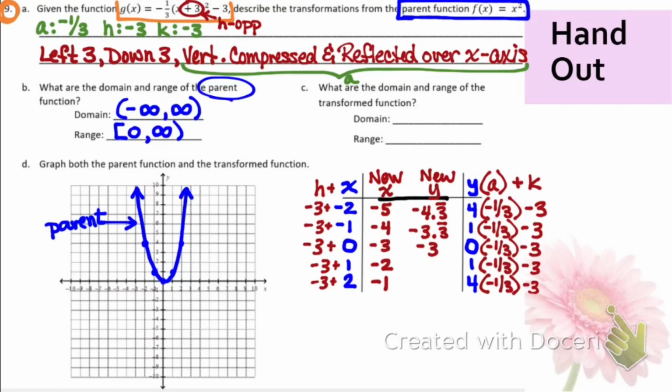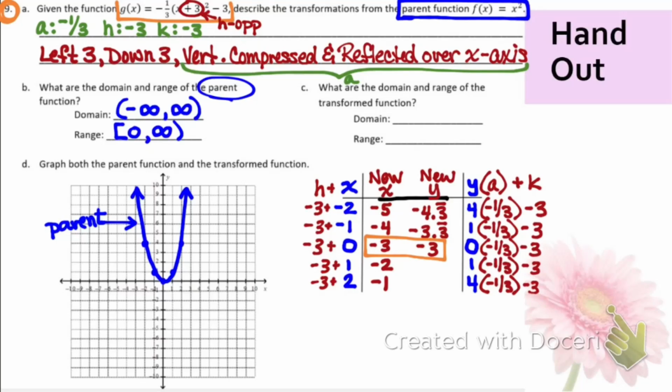Look back at this thing. Look all the way back at the beginning. Where's our vertex? Oh, it's right there. What's our vertex? Negative 3, negative 3. Look what just showed up in the middle of our table.